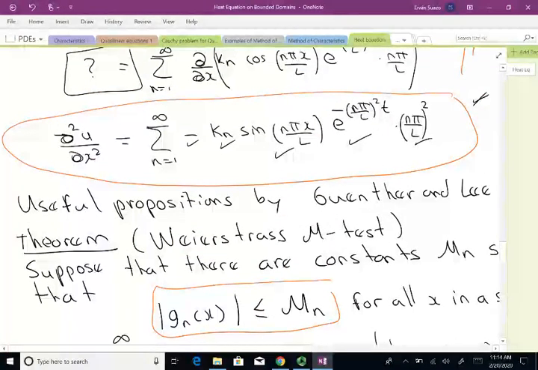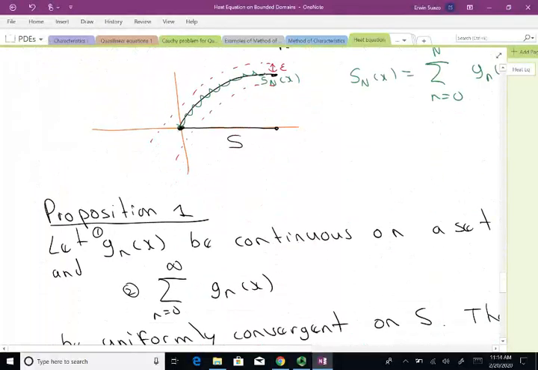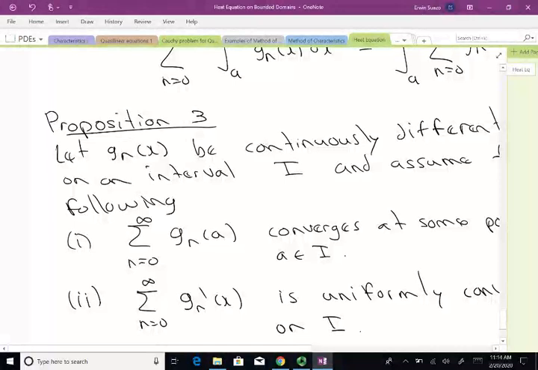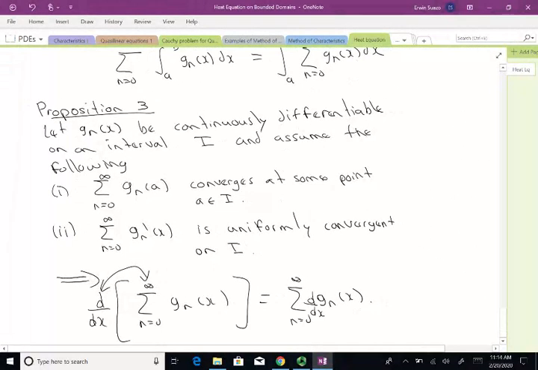So when can I interchange derivatives with this infinite sum? We have Proposition 3. What is Proposition 3 telling me? We discussed this one last time. We're going to use it twice, for x and for t. Basically you fix x and you work with t, and then you fix t and work with x. So you apply this proposition twice.